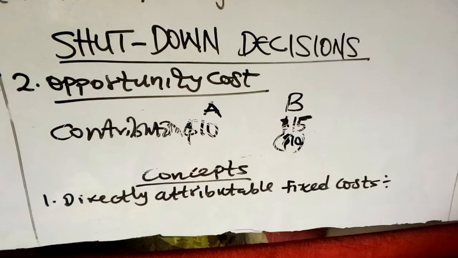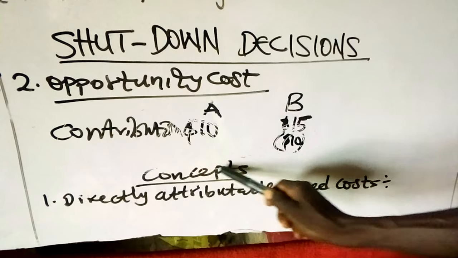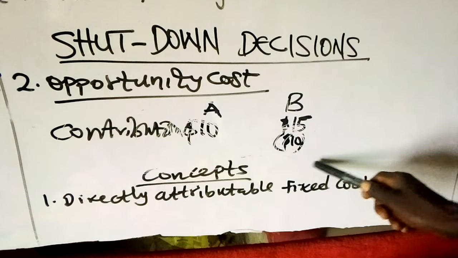Now, the third scenario to illustrate the concept of opportunity cost is where you want to decide whether to use the existing equipment in the project or to dispose of it.